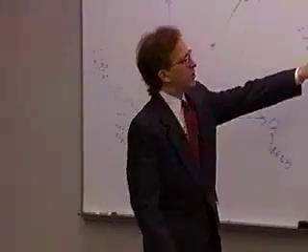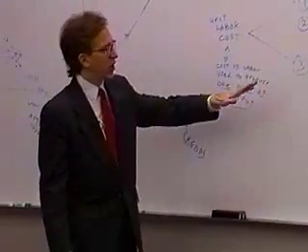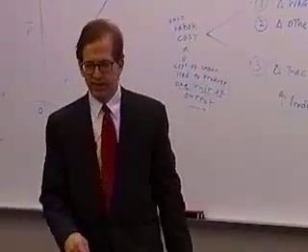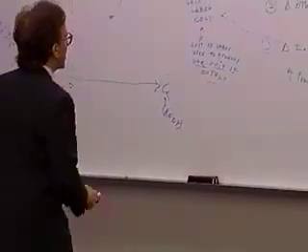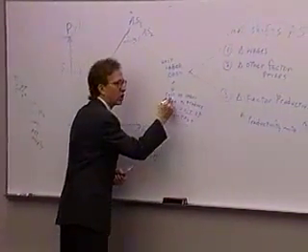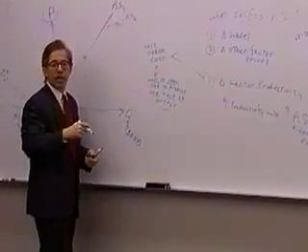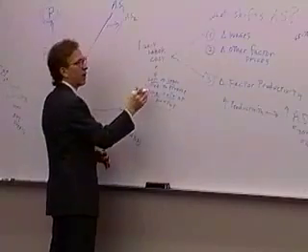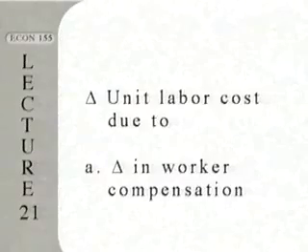And both of these things are really included in unit labor cost. Let me show you how. Suppose, for example, that wages go up. If they do, the cost of labor goes up. And other things being equal, ceteris paribus, if the cost of labor goes up, if wages go up, unit labor costs rise.